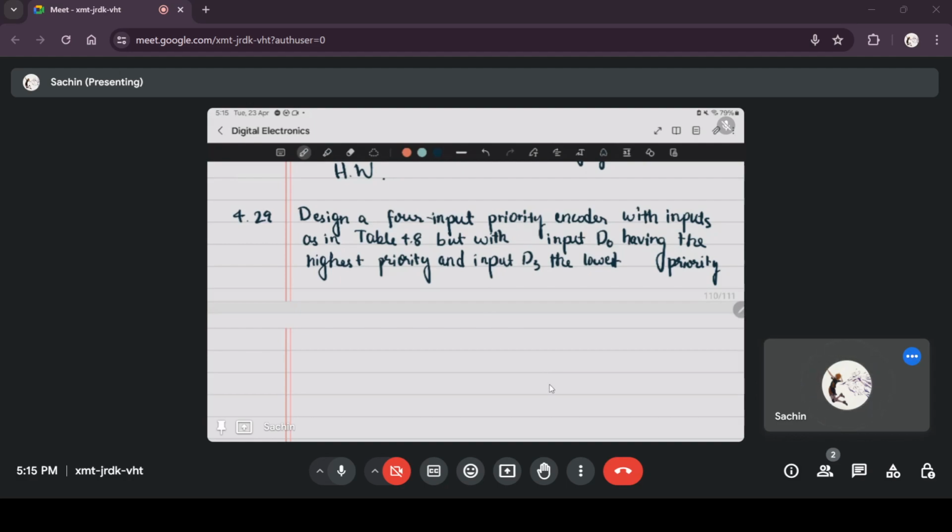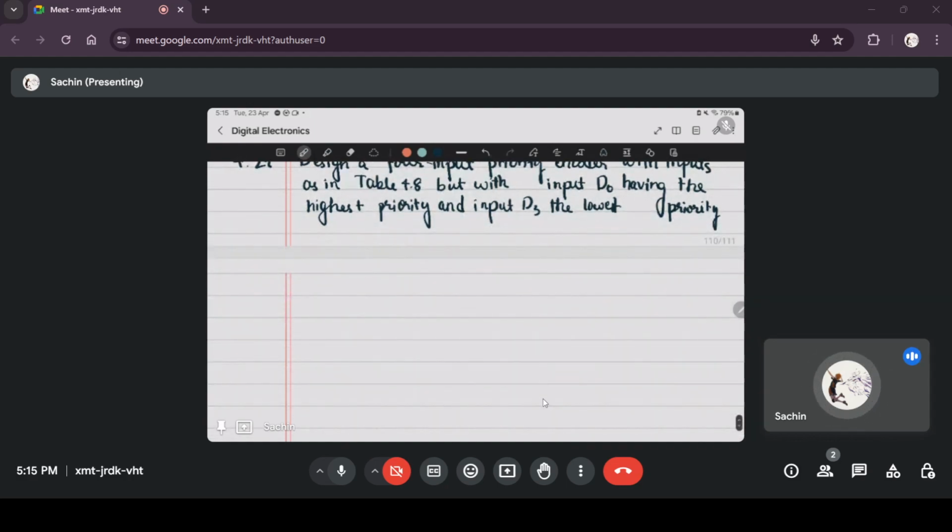Problem 4.29 is a slight modification of an existing circuit. You must have studied priority encoders already. The only difference here is that D3 is the lowest priority and D0 is the highest priority. So if all the inputs are 0, then the outputs are don't care.